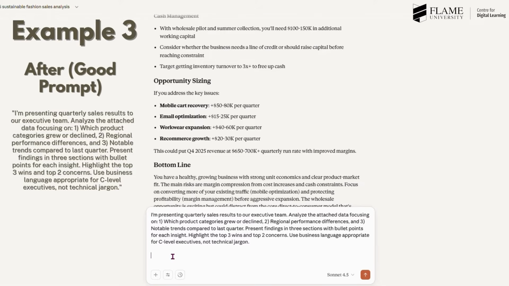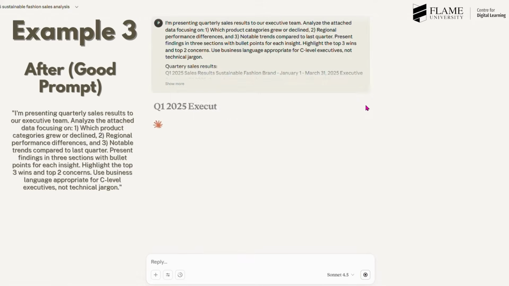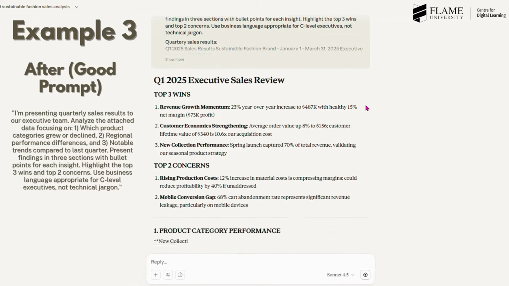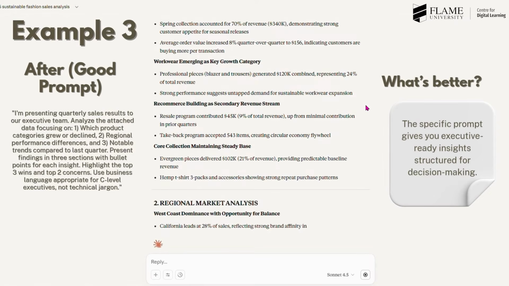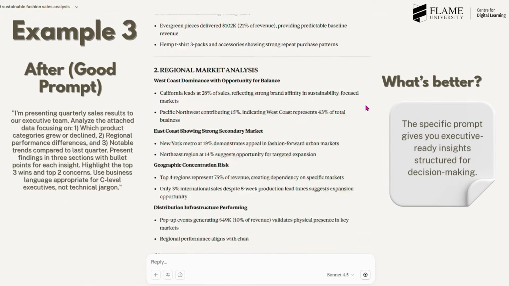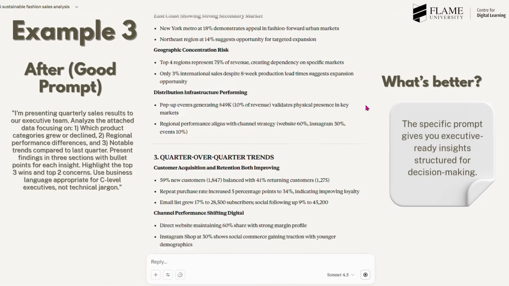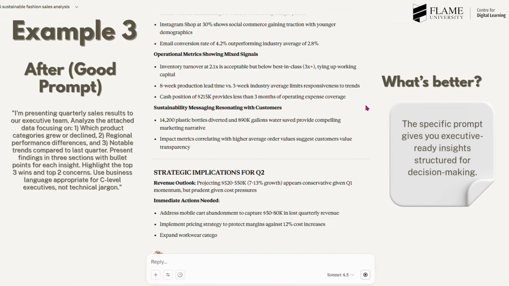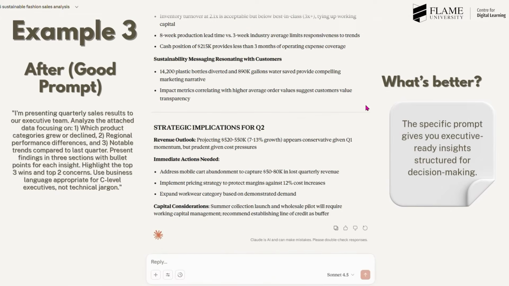Present findings in 3 sections with bullet points for each insight. Highlight the top 3 wins and top 2 concerns. Use business language appropriate for C-level executives, not technical jargon. Here we see the vague prompt might give you a technical statistical analysis that confuses your audience. The specific prompt gives you executive-ready insights structured for decision making. Always specify your audience and purpose. The same data needs different analysis depending on who's receiving it and why.